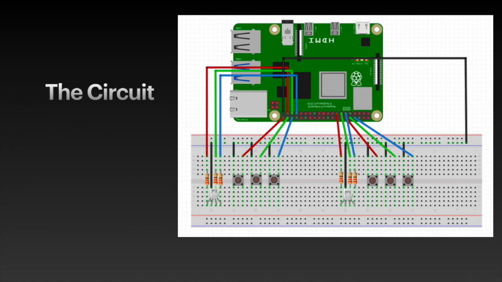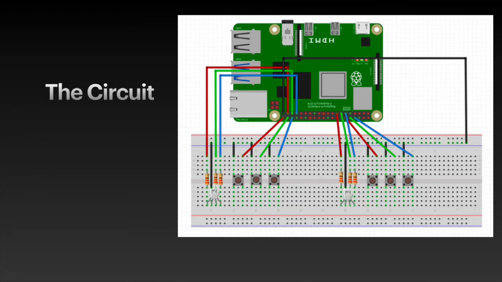So if we just focus on the one on the left, you will see the LED there, the three resistors, and you can see the connection to the ground rail. And then there are three wires connecting to GPIO pins for the LED.